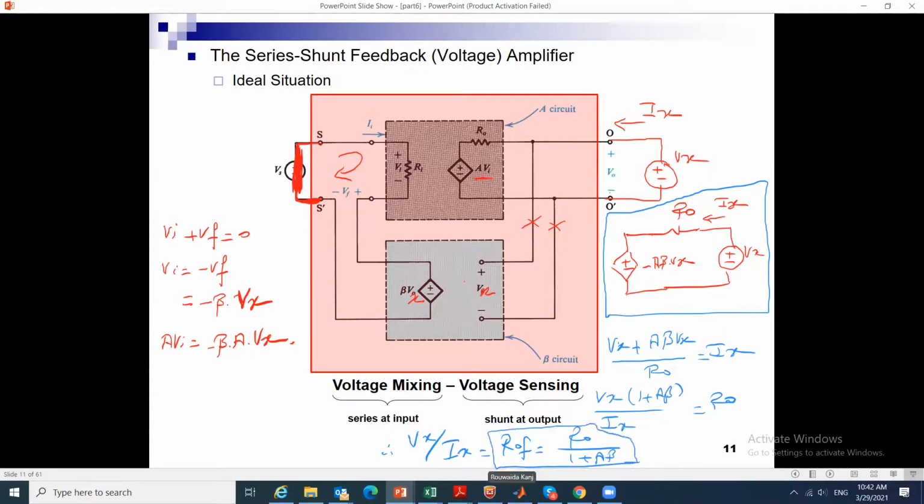We will see it more clearly on the second slide. What did we do? We shorted the input. We found the relation between Vn and beta Vx. We plugged it in on this side and we just said Vx minus A beta Vx over Ro equals Ix. And from there we found this relation, that Vx over Ix is equal to Ro over 1 plus A beta.